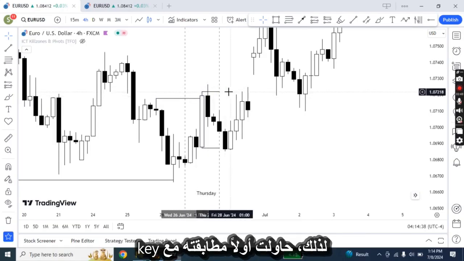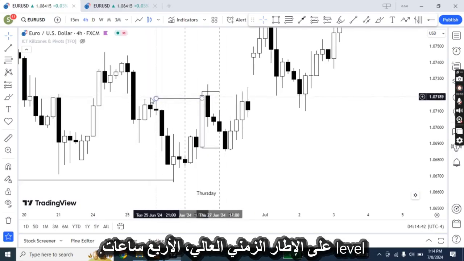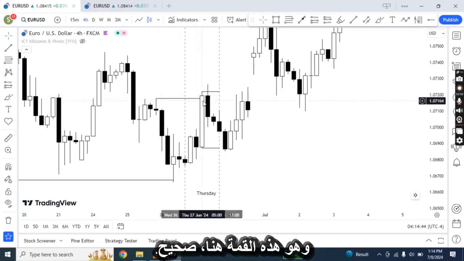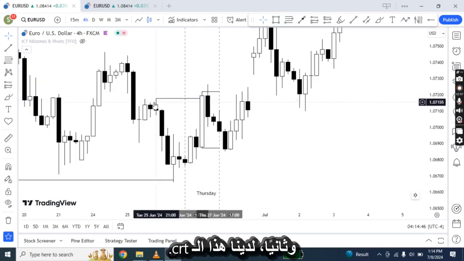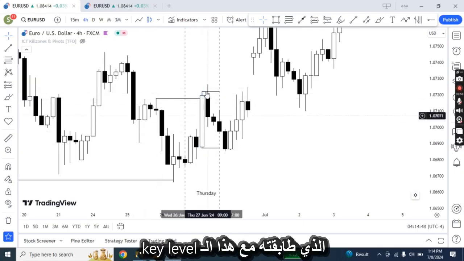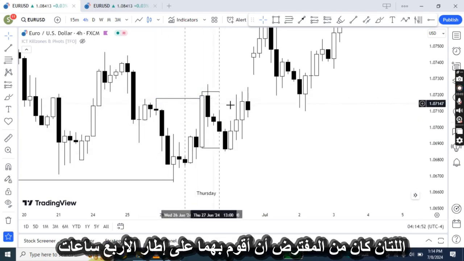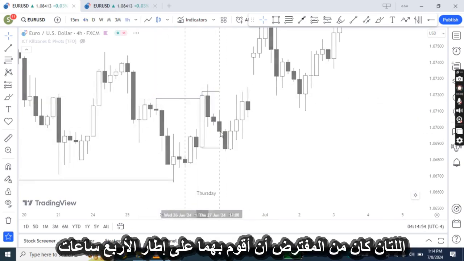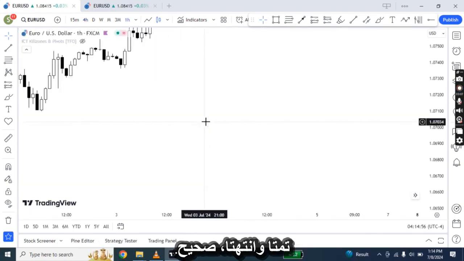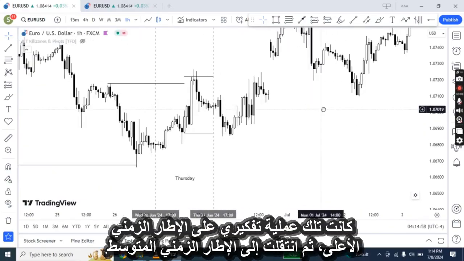So for that, I try to first match it with a key level on the higher time frame 4-hour, which is this high right here, right? And second, we have this CRT, which I matched with this key level, and the two functions that I was supposed to do on the 4-hour time frame were done and finished, right? That was my higher time frame thought process.